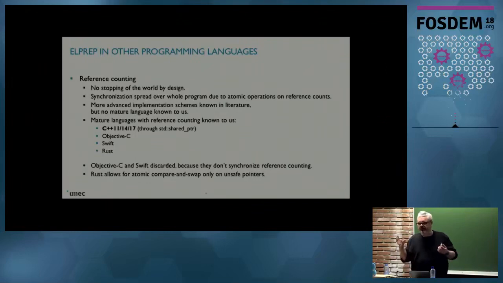For a particular module, we need atomic compare and swap. And atomic compare and swap is not safe in Rust. It only works on unsafe pointers, and that defeats the purpose of using Rust in the first place. So we didn't use Rust.